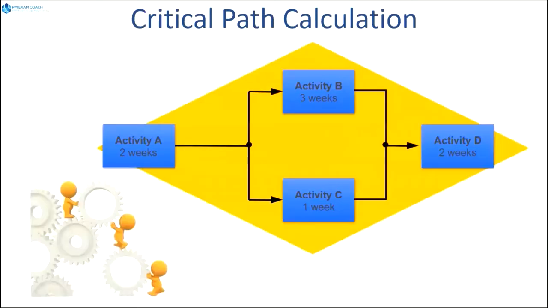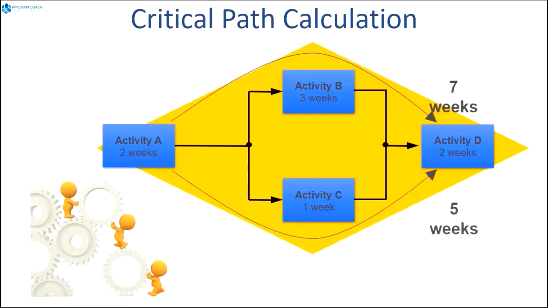Again, the critical path calculation is key here to know the longest path through the network. So in this case, if you add up the durations, you can see activity B and activity C are compared, and activity B has got 2 extra weeks in it. So the critical path is up top there, and that's a total of 7 weeks, while the bottom path is only 5 weeks. So that's the non-critical path.